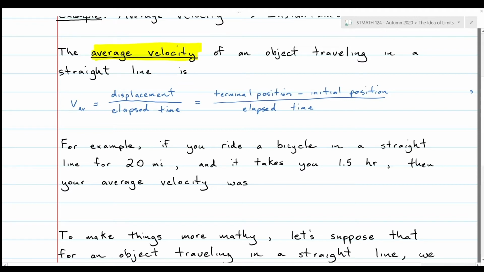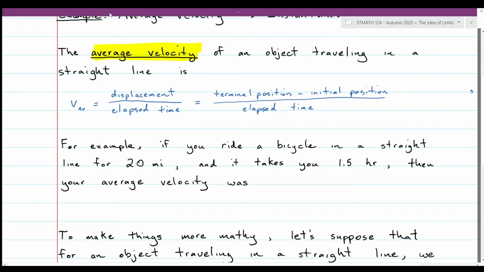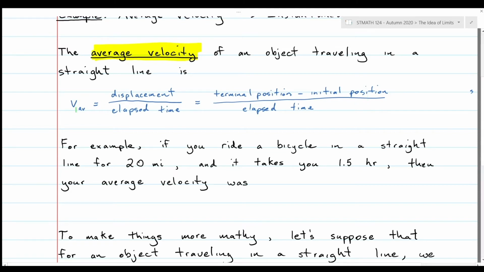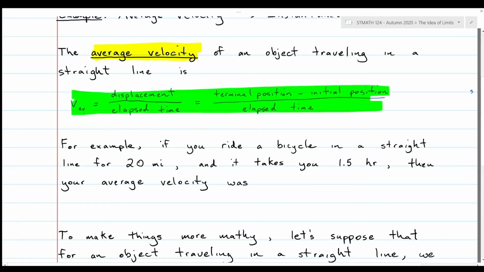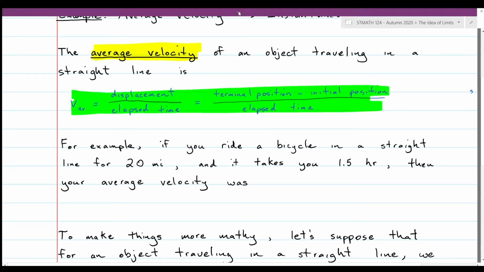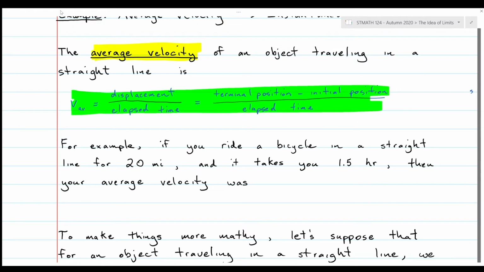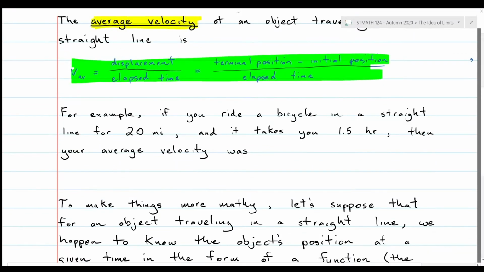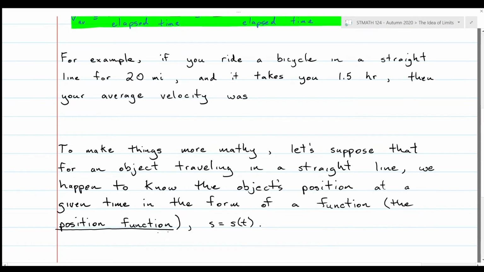Notice that if an object would go forward along this line and then maybe stop and then turn around and come back to where it started, its terminal position minus its initial position would be 0, so it'd have 0 displacement. Even though the object moved, its average velocity would be 0 because the numerator there would be 0. And that makes sense because some of the times it was moving forward in the positive way, and then some of the times it was moving backwards. But in any event, let's look at a very specific example to make sure we understand this concept.